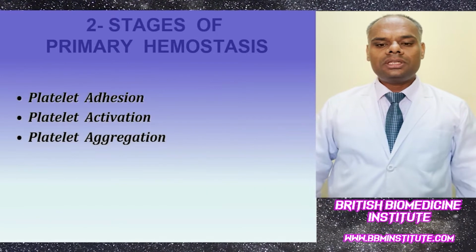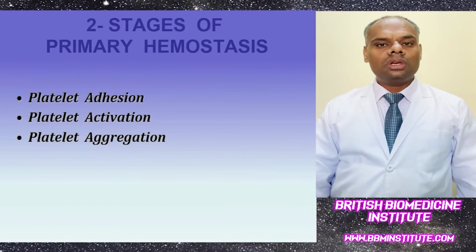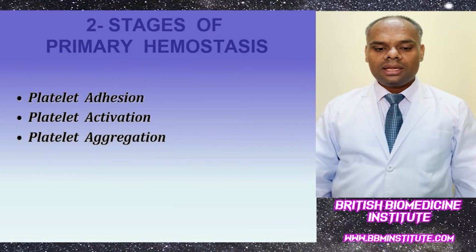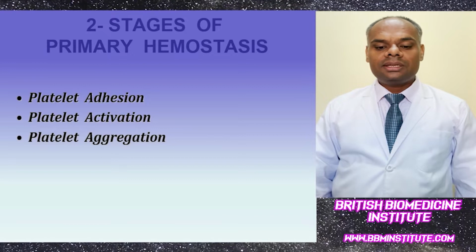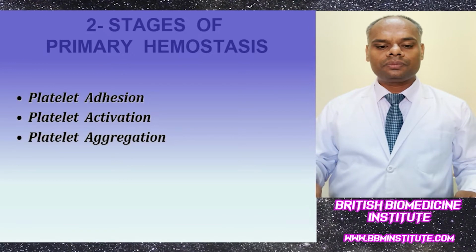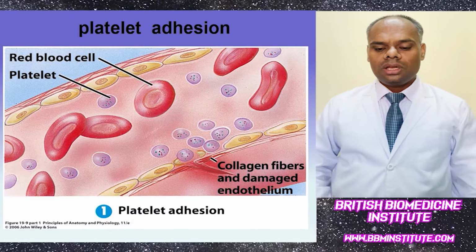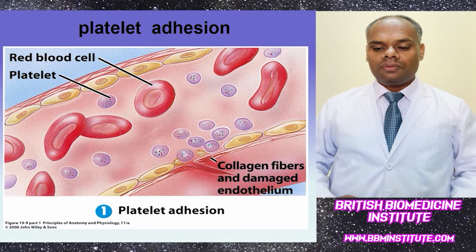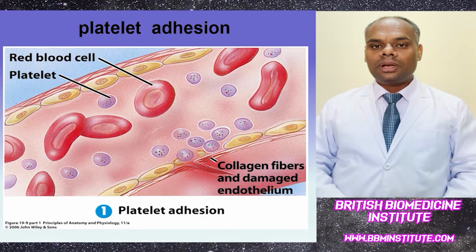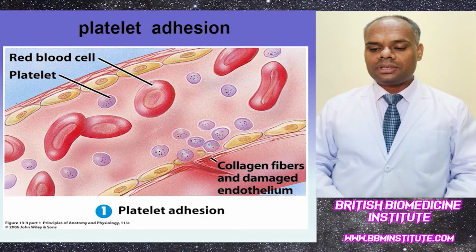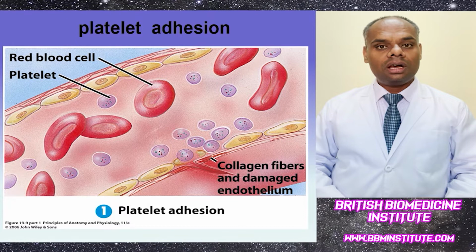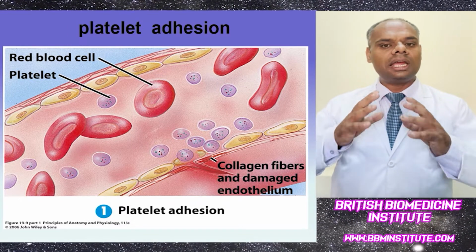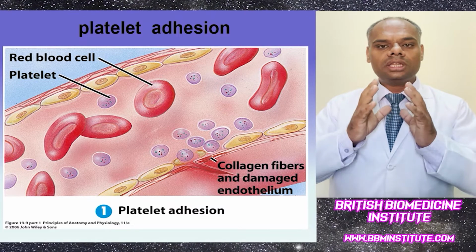The primary hemostasis can basically be divided into two stages. In the first stage, there will be platelet adhesion, platelet activation, and platelet aggregation. Through this picture, it is clearly visible that RBCs will be stuck in the blood clotted area where collagen fibers and damaged endothelium have already been activated, and the RBCs will help in clotting the blood.